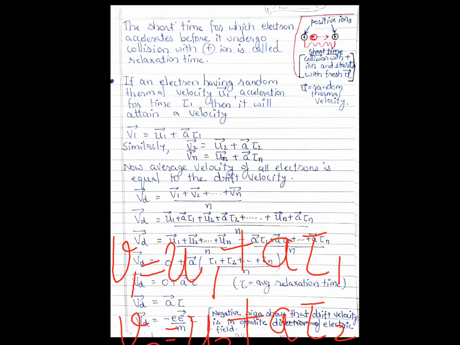28 electrons per meter cube. एक मीटर क्यूब के वॉल्यूम में 10 to the power 28 इलेक्ट्रॉन्स. तो ये Vn, that is Un plus a tau n. So I hope this is clear. This is the total velocity.